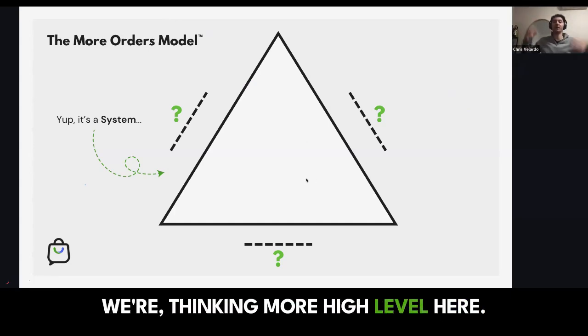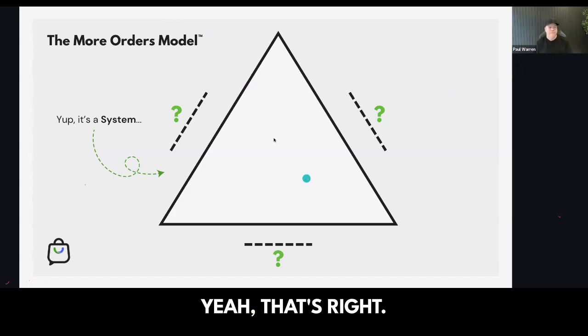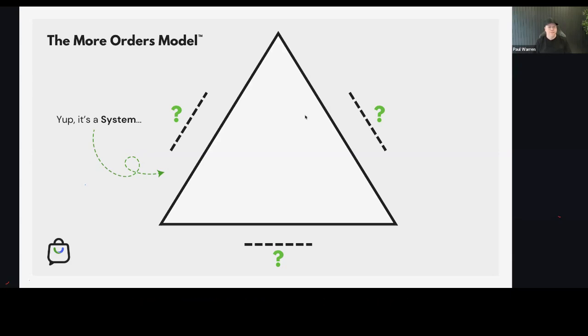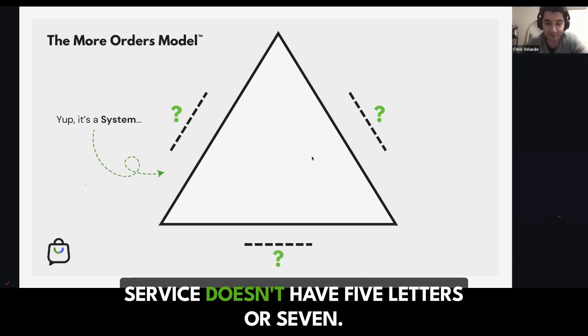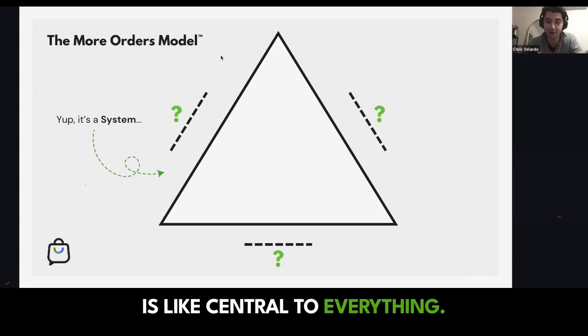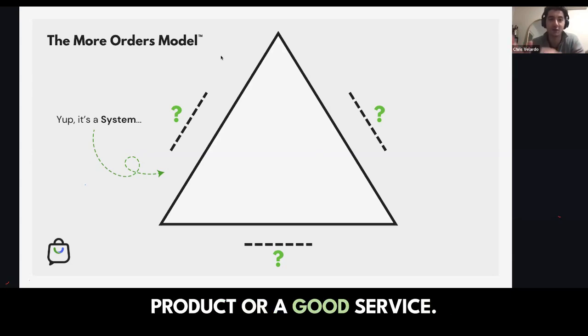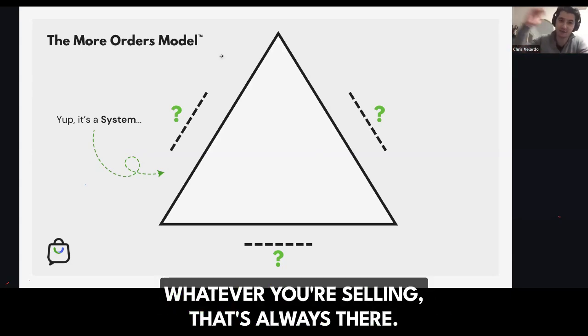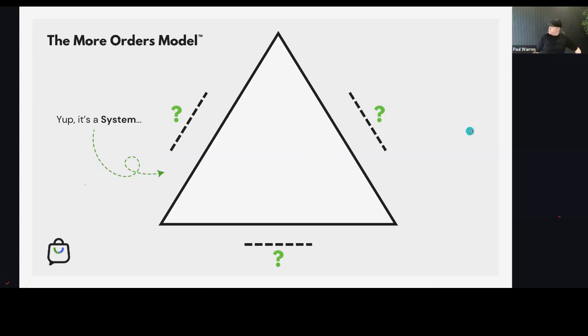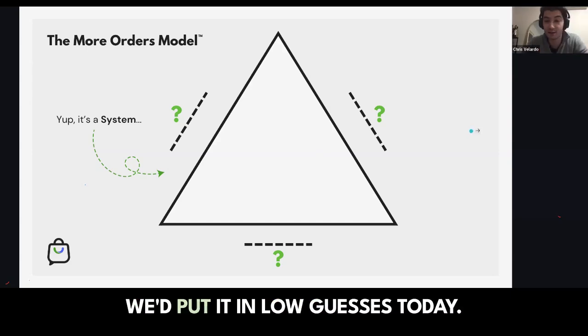We're thinking more high level here. Yeah, that's right. Anyone? Otherwise, we'll have to throw to the group. Service? Yeah, no, it's not service. It doesn't have 5 letters or 7 letters. Having a good product though is central to everything. So definitely you want a good product or a good service, whatever you're selling. That's kind of just always there. I mean, if product started with S, it would make sense. It would. We'd put it in. Go around the group.